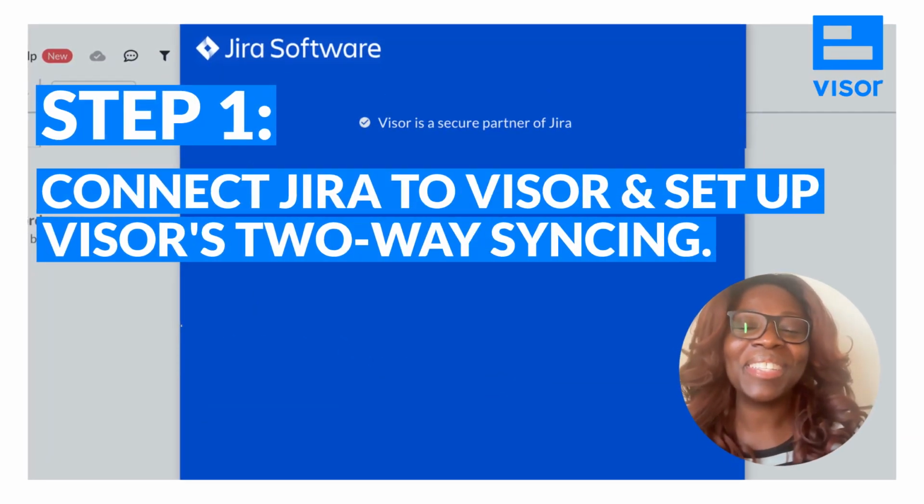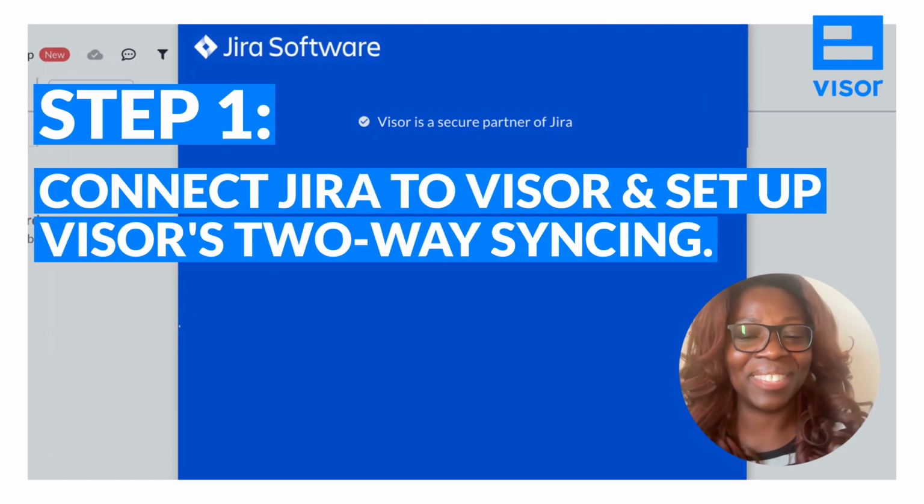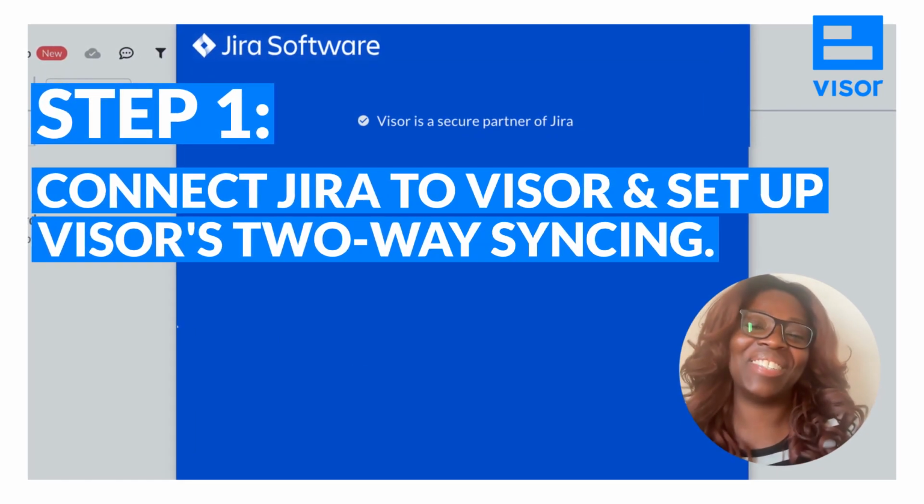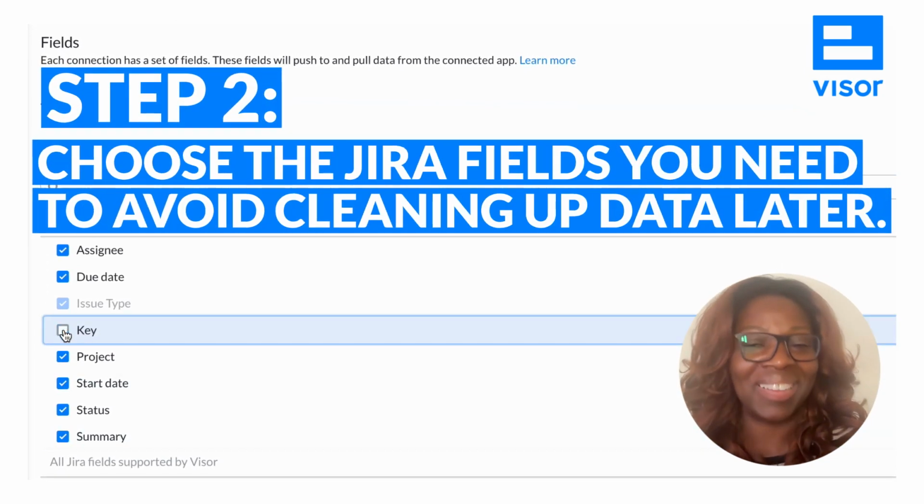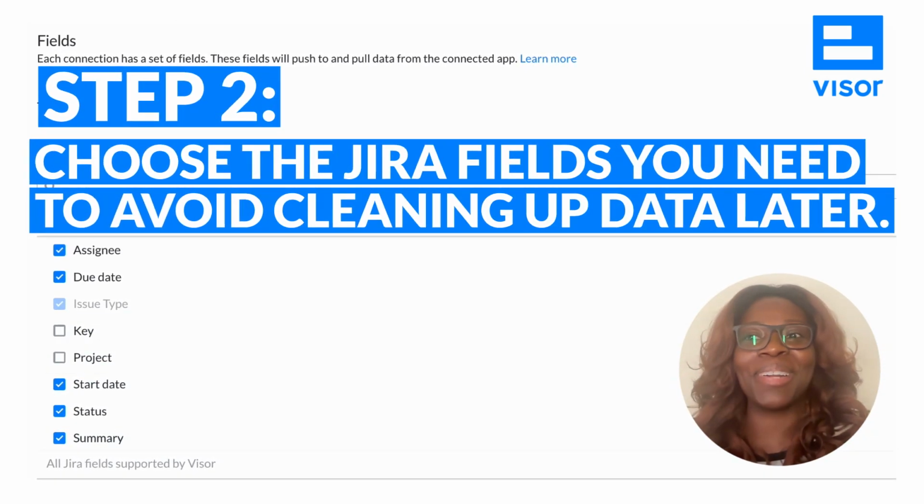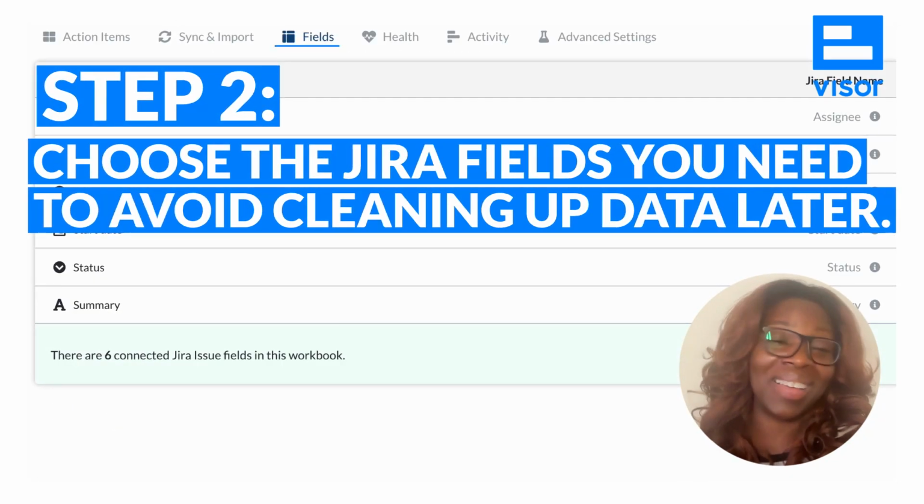Step 1. The first thing you'll want to do is connect Jira to Visor. Visor's two-way syncing is easy and only takes minutes to set up. Next, only choose the Jira fields you want in your spreadsheet. This way, you're only importing the data that you want or really need.